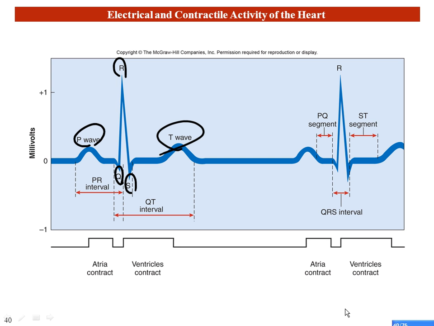You may ask, well, where is atrial repolarization? Well, when the atria repolarize, that happens at the same time as the QRS complex. It's kind of hidden within that QRS complex. And this is what a normal ECG looks like.